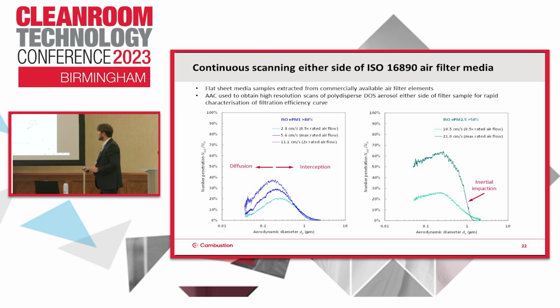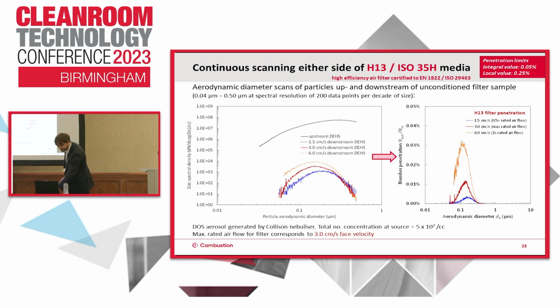As you increase the face velocity, as well as more penetration, the most penetrating size shifts smaller because you're reducing that timescale for diffusive capture of particles, whereas interception is independent of flow velocity, so that's why you see the three data sets converge on that right-hand tail. On this lower grade filter, you can even see effective inertial impaction because at the higher face velocity, fewer particles penetrate as we move into the microscale.